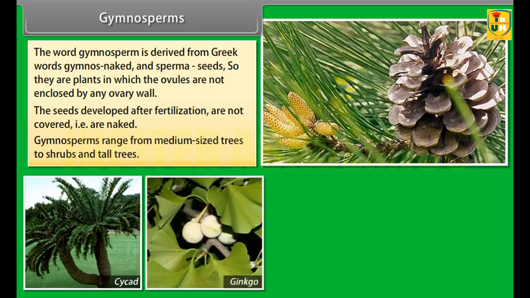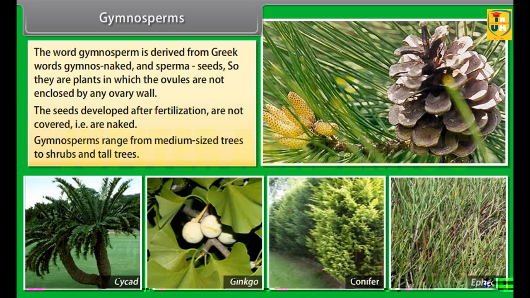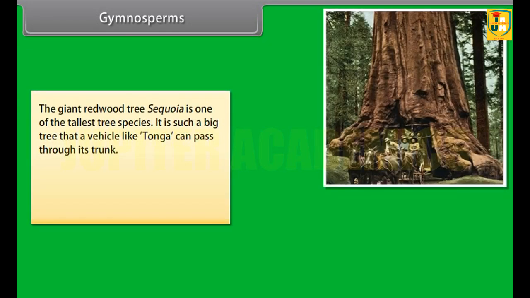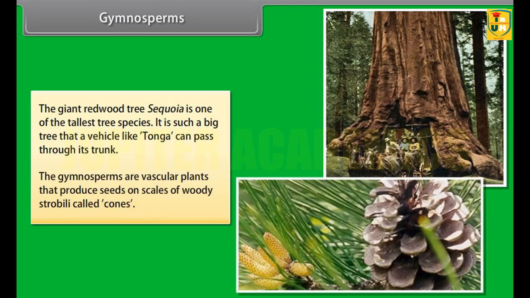Gymnosperms range from medium-sized trees to shrubs and tall trees. The giant redwood tree, sequoia, is one of the tallest tree species. It is such a big tree that a vehicle like a tonga can pass through its trunk. The gymnosperms are vascular plants that produce seeds on scales of woody strobili called cones.